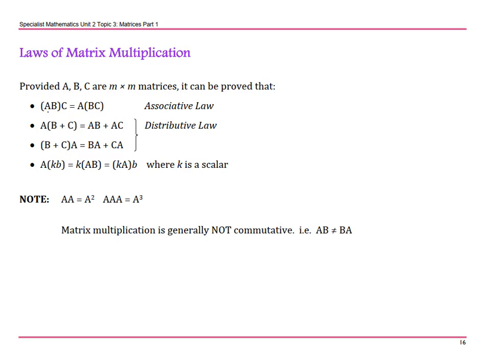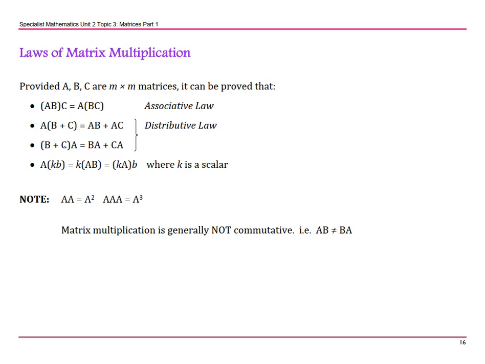So I can multiply my A and B and then multiply the answer to that by C, or I can multiply B by C and then multiply A by that answer. But the A comes first. The order has to matter.